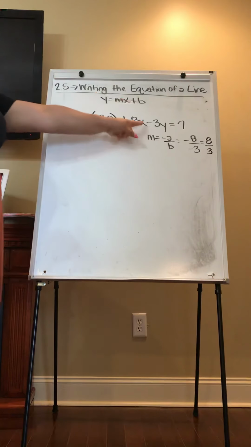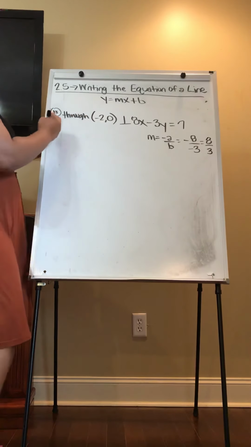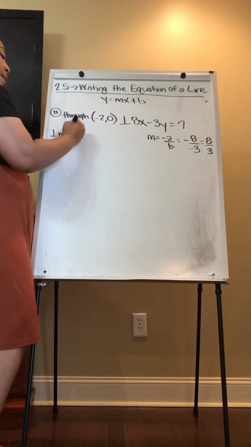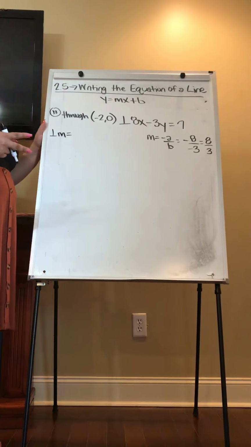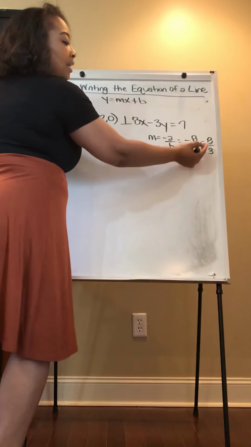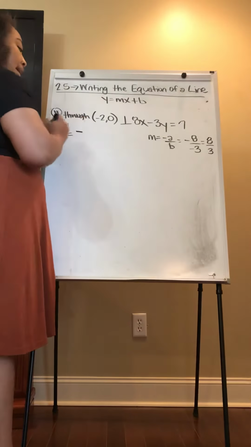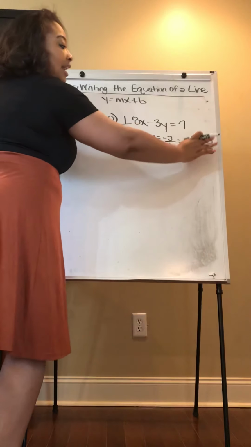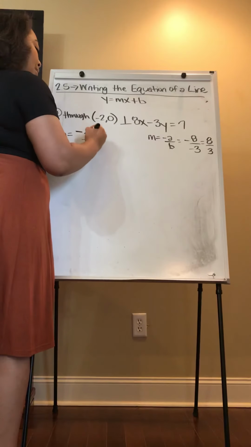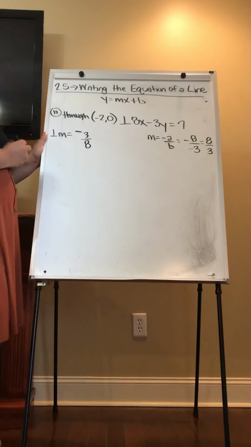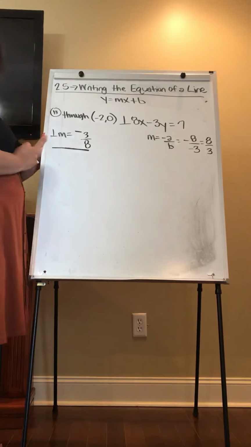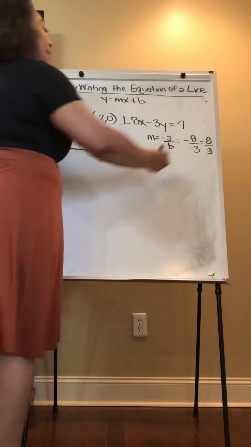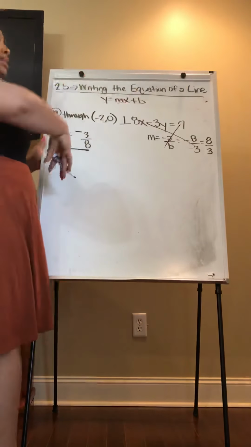Now, that's the slope of that line. Perpendicular slope means do the opposite and flip it. So this slope ended up being positive. I need a negative. And if this is 8 over 3, I'm doing 3 over 8. This is my perpendicular slope. And again, that line is now useless.